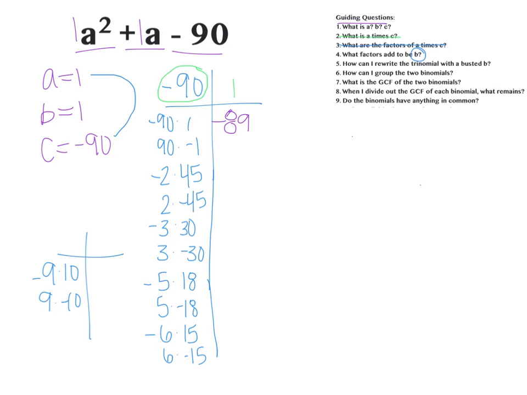Okay, 90 plus negative 1 is a positive 89. So that's nowhere near the one that I'm looking for. Negative 2 plus 45 is 43. That's not what I'm looking for. 2 plus negative 45 is negative 43.